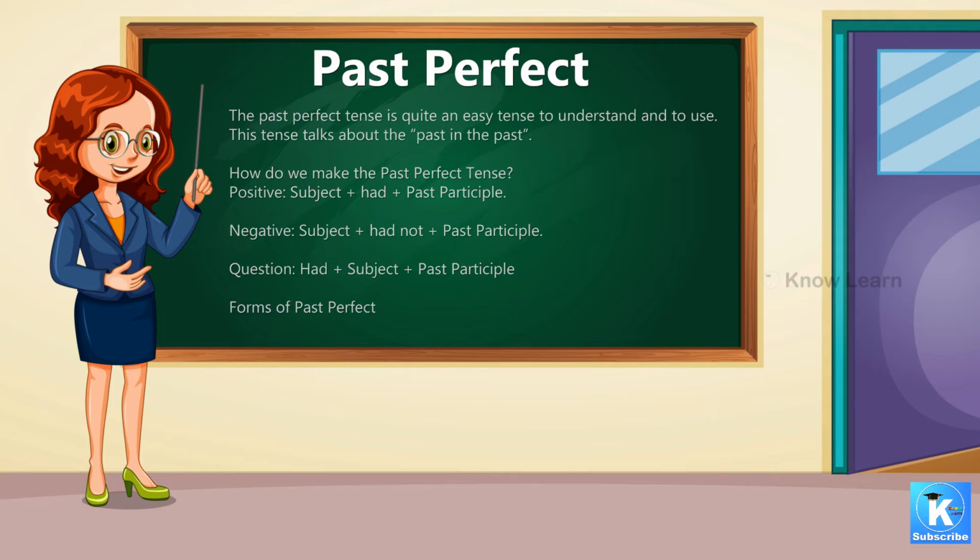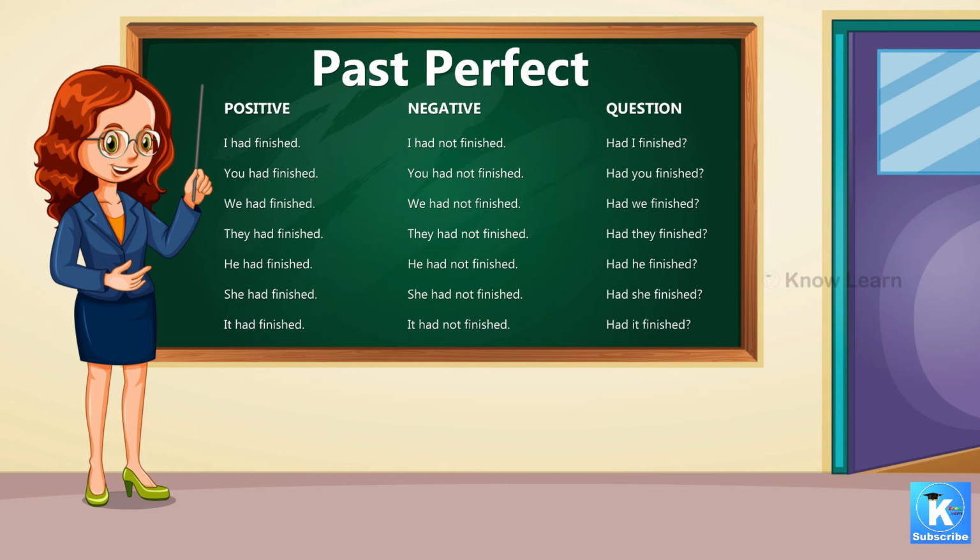Forms of past perfect. Positive: I had finished. You had finished. We had finished. They had finished. He had finished. She had finished. It had finished.